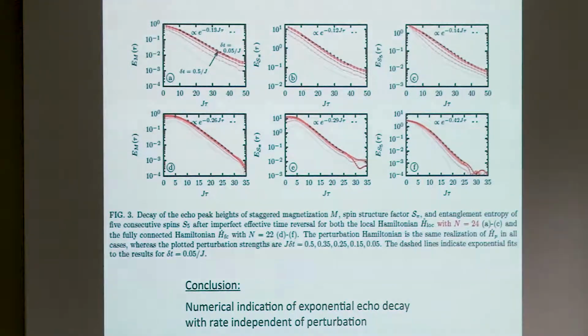And now what you can see is that for the observables that we looked at here, there is a time window where this looks reasonably well like an exponential decay. And what you can also see is that this rate becomes pretty much independent of the strength of the perturbation. I mean, it varies by a factor of 10 as you go in this direction. It's especially nice in this fully connected system down here. So our conclusion was that this is a numerical indication of an exponential echo decay with a rate that is indeed independent of the strength of the perturbation. Of course, one does suffer from the fact that the systems are not extremely large.